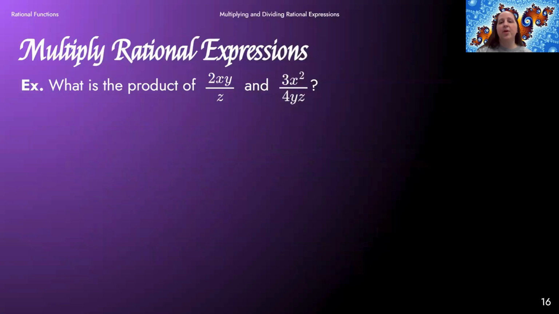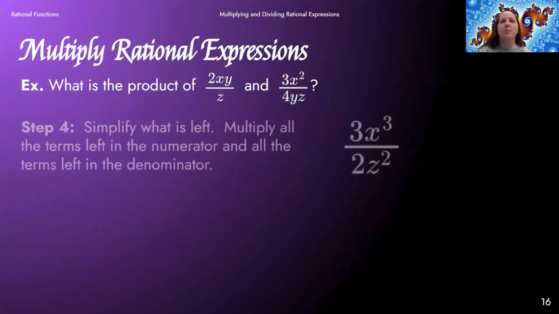So whatever I have left over, that's going to become my simplified version. So I simplify what's left, multiply all the terms left in the numerator and all the terms left in the denominator. So I have 3x cubed divided by 2z squared.